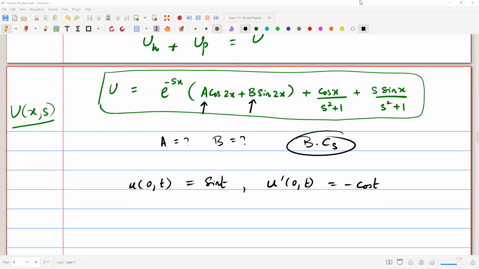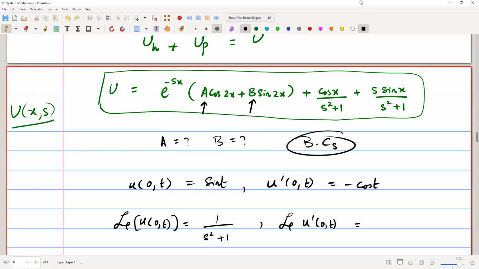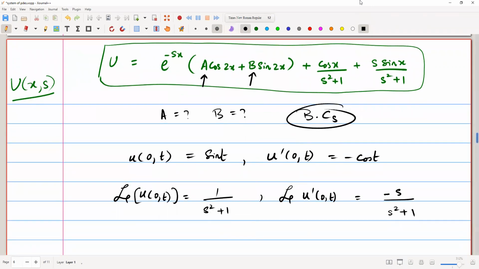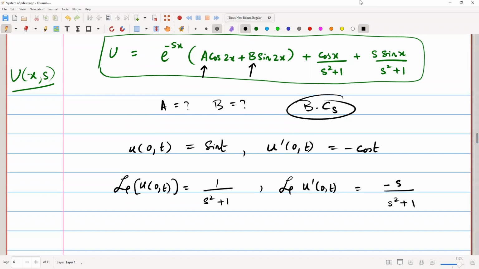So now we will take the Laplace transformation of these boundary conditions. So we will get the Laplace of sine t will be 1 over s squared plus 1, and Laplace of negative cosine t will be negative s over s squared plus 1. Now let's apply the boundary condition.